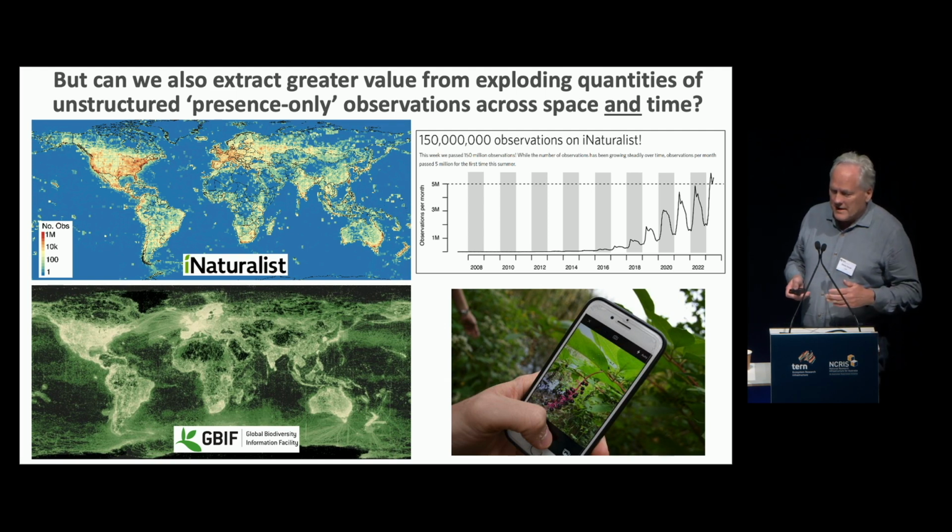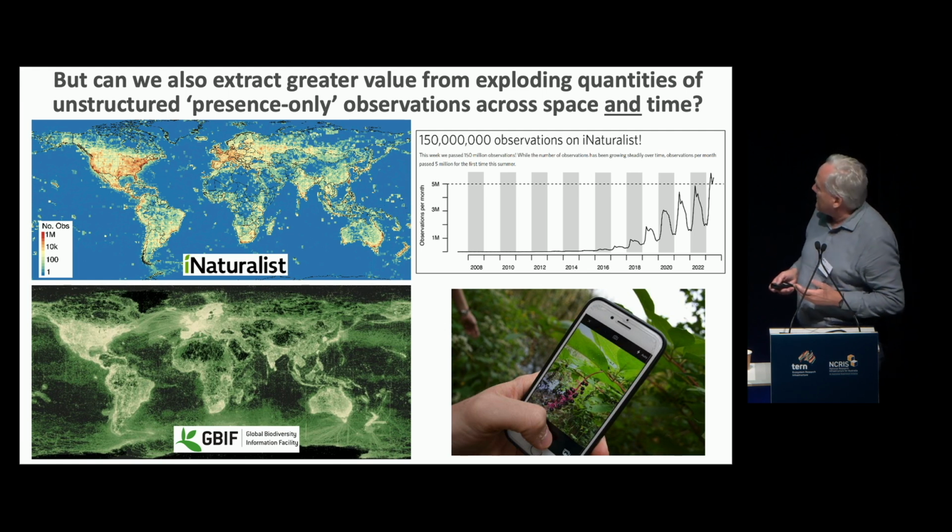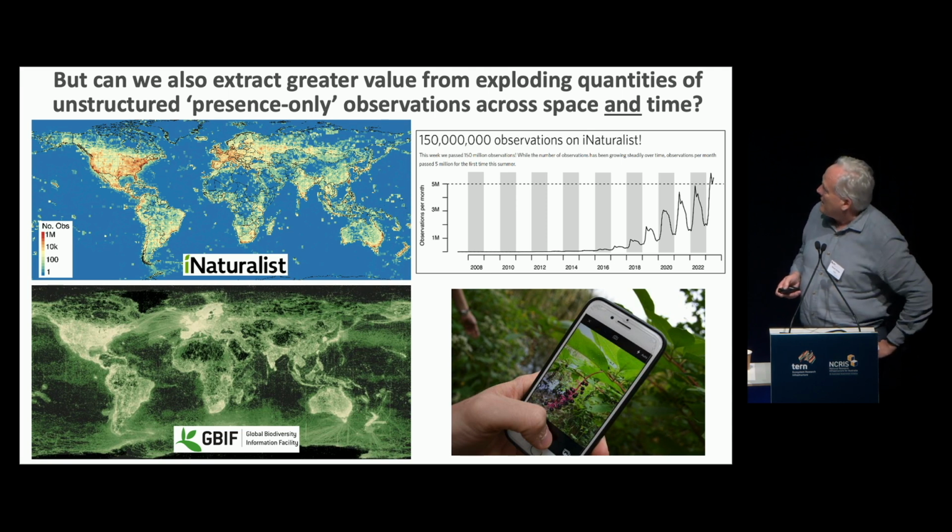And just how quickly these data are exploding, I think, is evidenced by the fact that the chart I've got at the top right there is now a few years out of date. I understand that the total number of observations now sitting in iNaturalist is well over 200 million, just in the last couple of years.